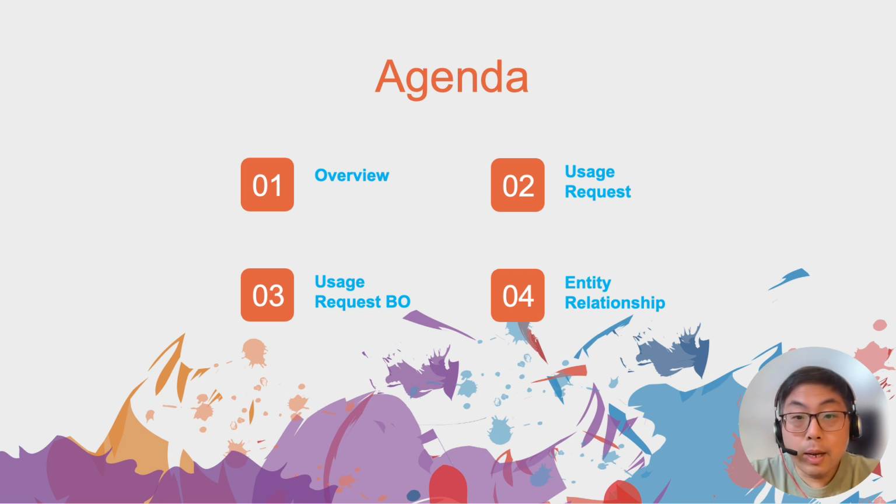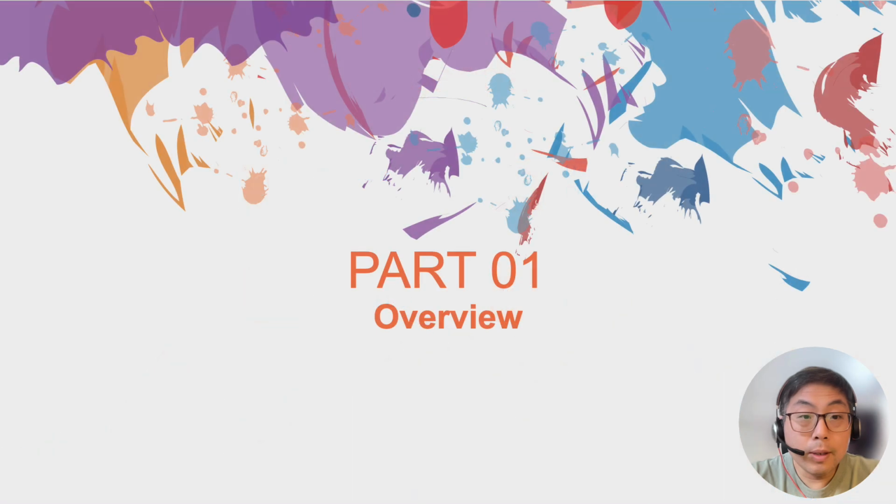Okay, so we break it down to an overview, and then we'll talk about the usage request, because the usage calculation is normally triggered from CCMB via a usage request. We'll look at the business object, the end-of-life cycle, and in that part we will involve what is happening in MDM. And at last, we look at the entity relationship. Okay, first one, overview.